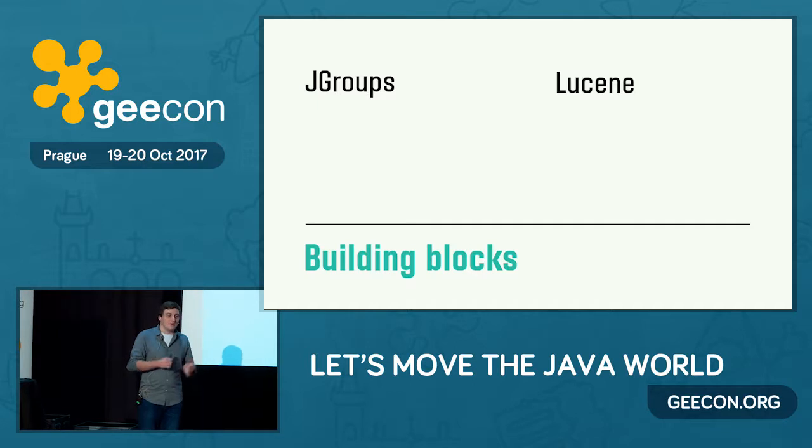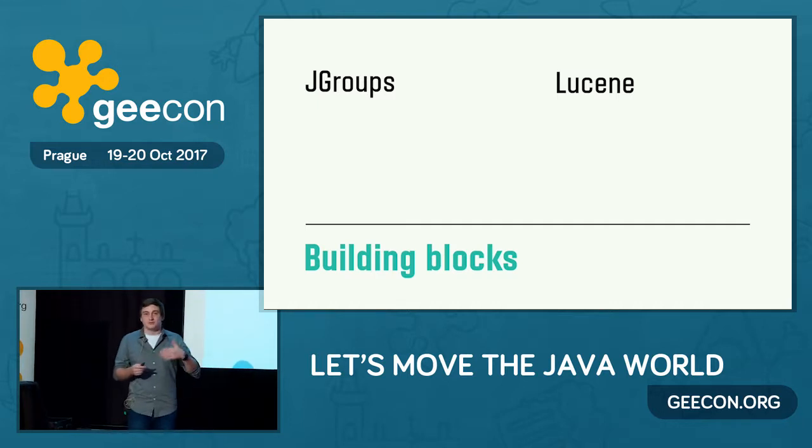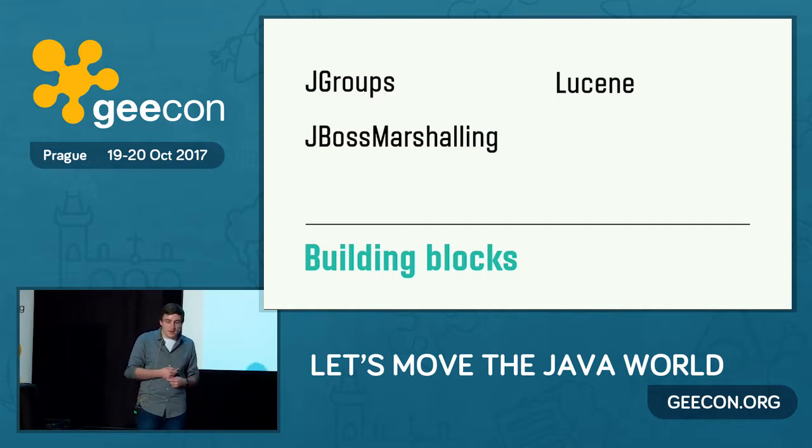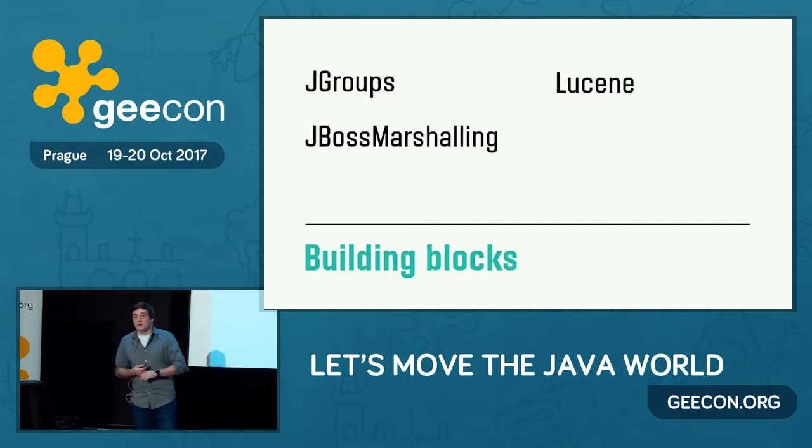NoSQL data store. It does not understand the value. If you need to, for example, search by something that is in the value, you need an indexing system, and you can use Lucene for that. Then it uses JBoss marshalling.